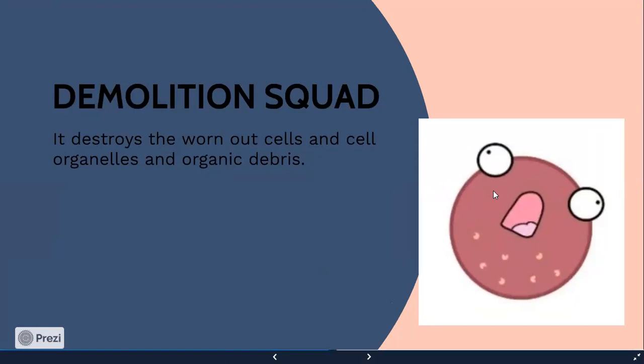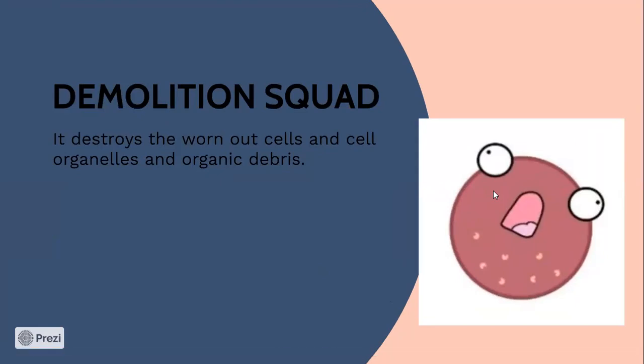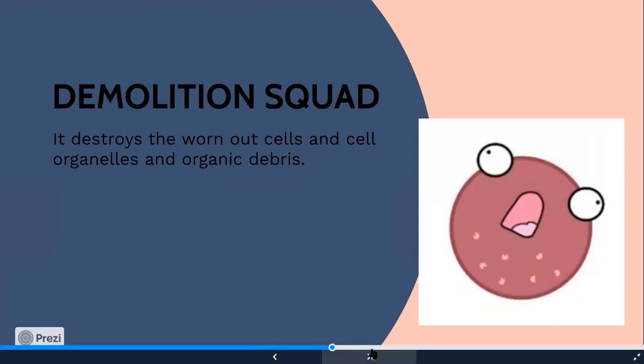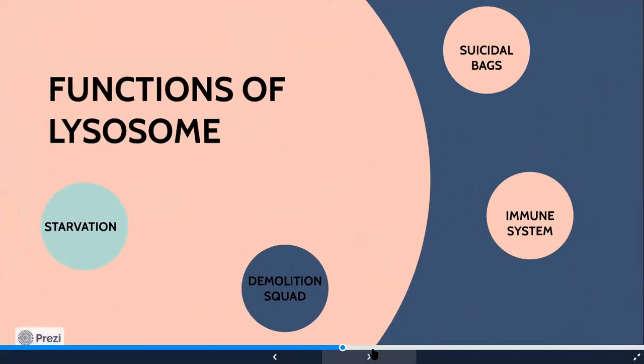Then there is the demolition squad. It destroys worn out cells, cell organelles and debris. So there may be some mitochondria or some Golgi body in the cell which has become very tired, very slow in functioning, and old. So what will happen? This lysosome is going to go and destroy that, and then another new organelle is going to take its place, which is going to be more efficient. So this is how your body functions, and that's why it's also called the demolition squad.